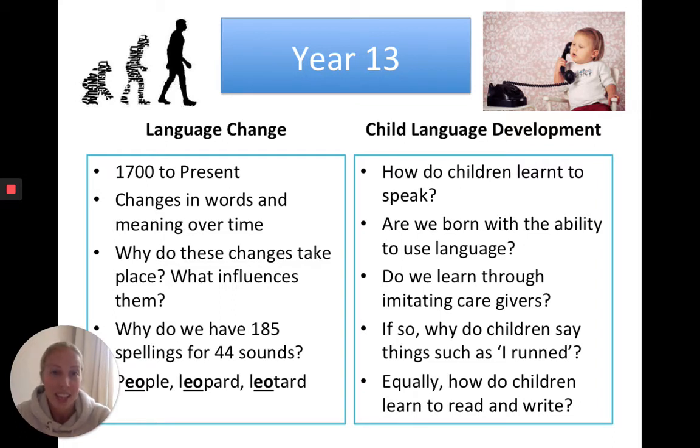And then secondly, we study how children and young children develop the ability to acquire and learn language, and that is to speak, to read and to write. And so what we're trying to do is explore whether children are born with the natural ability to do these three things, or actually to what extent is it their environment that influences them. So it's a real nature versus nurture debate.